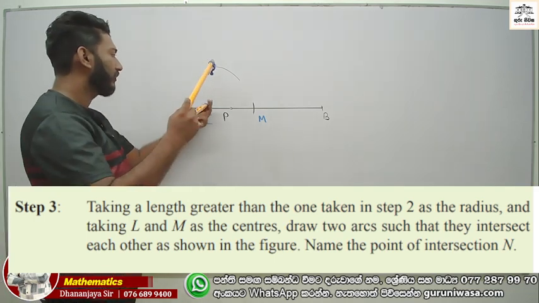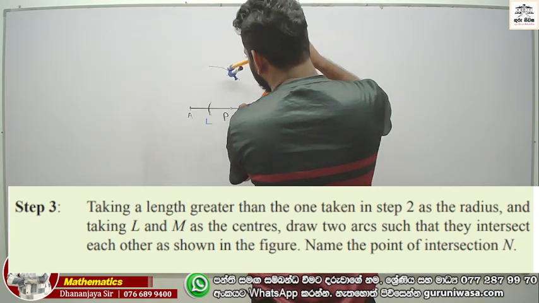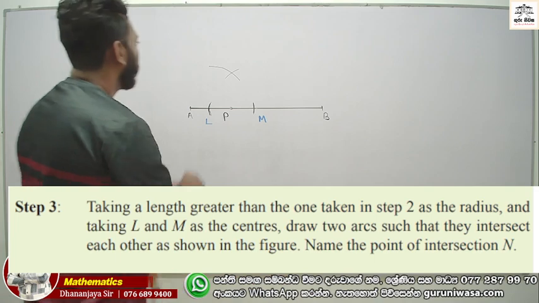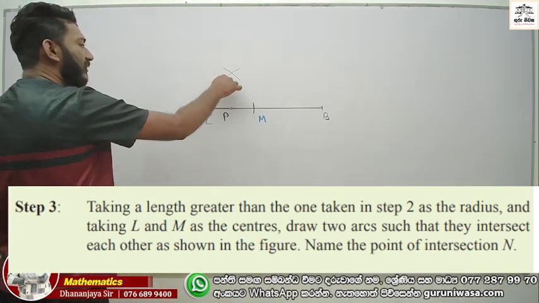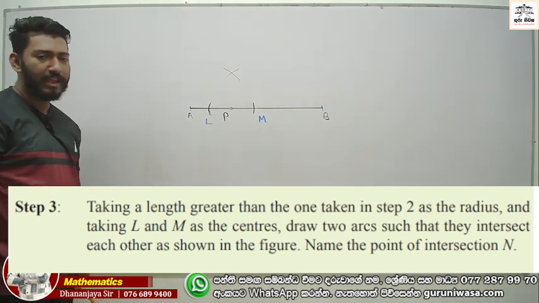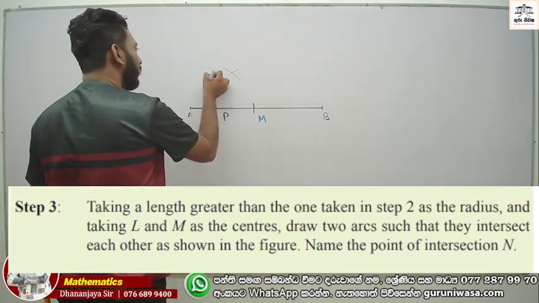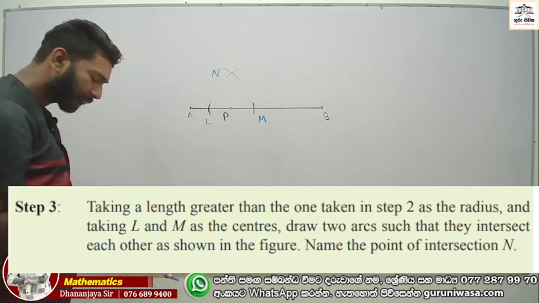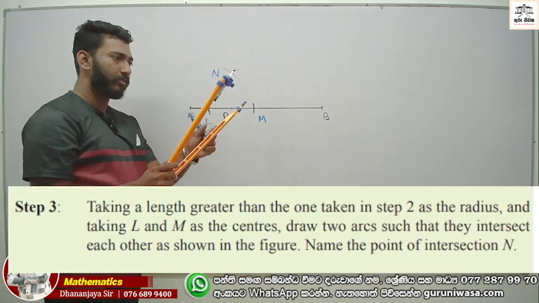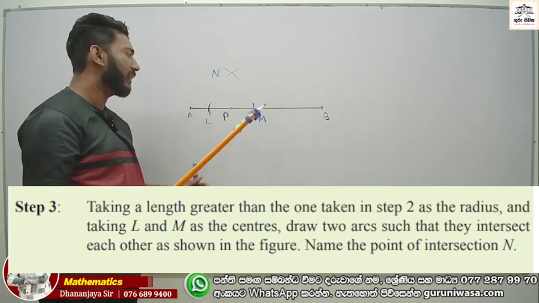Now look at this. This is the first arc. Now I'm going to place the compass at M and do the same thing. Now this is my second arc. Now look at this. This is the intersection point, right? Now name the intersection point as capital N. Now I'm going to mark it as capital N. That's an easy thing. The distance you have to make greater than PB, PA, right?